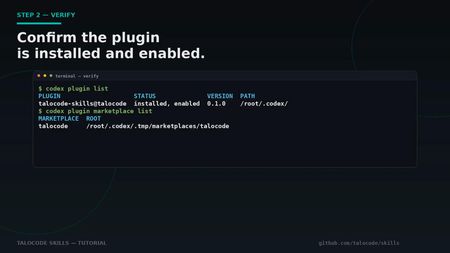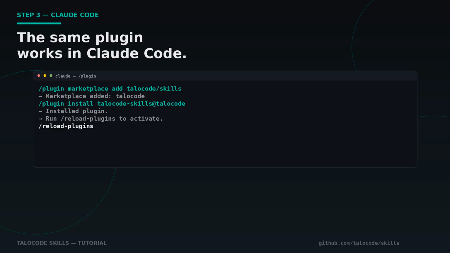This path works in any skill-compatible agent, including Cursor and OpenCode, because they all read the same skill.md format. The plugin path is best when you want the whole pack with version tracking. The npx path is best when you want a couple of skills in a plain skill directory.